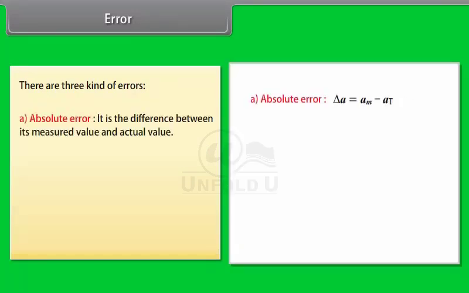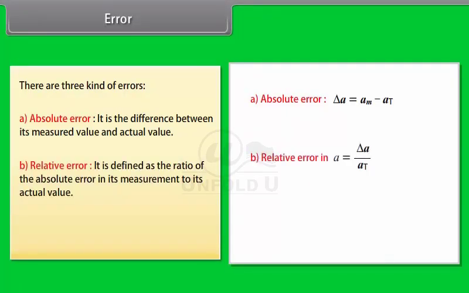There are three kinds of errors. Number 1. Absolute error. It is the difference between its measured value and actual value. Number 2. Relative error. It is defined as the ratio of the absolute error in its measurement to its actual value.